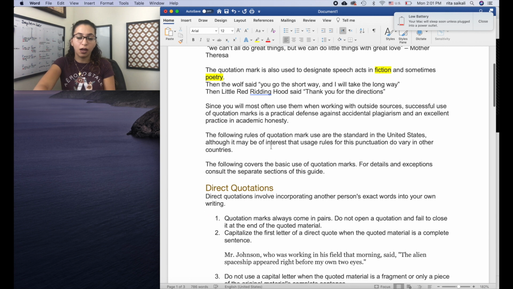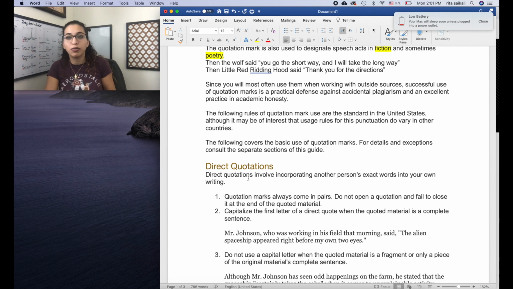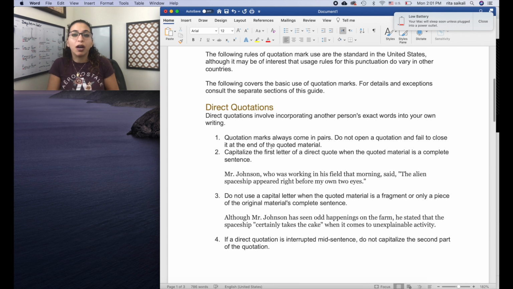Cool? All right. So some of the rules we're going to see are what we use as a standard in the United States. So in the US, this is what we use to be able to quote. And sometimes we may change the punctuation, but that's okay. We're going to talk about everything that we need to do. All right? So there are two types of quotations. The first is called direct quotations, and the second is called indirect quotations. Direct quotations is when we use the exact words that the person said or wrote. Okay? It involves incorporating another person's exact words into your own writing.